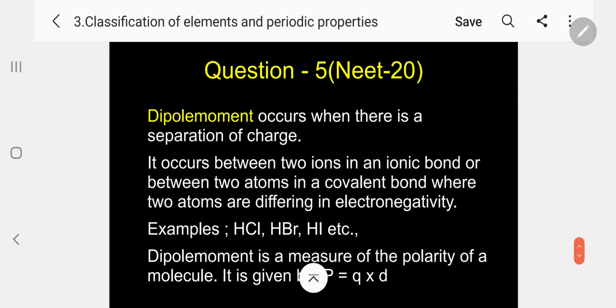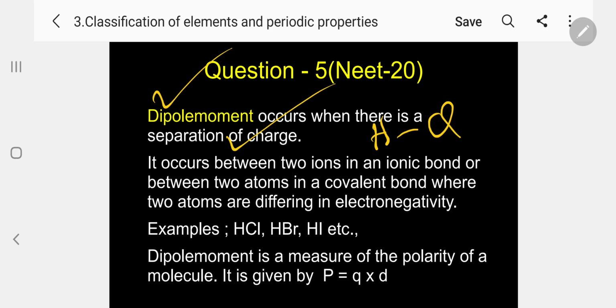Kindly follow. Dipole moment occurs when there is a separation of charge. For example, HCl. There is a bond electron pair. Chlorine is more electronegative than hydrogen. Chlorine is 3, hydrogen is 2.2. So the bond electrons move towards chlorine. So this end is partially positive, and this end is partially negative. So automatically this molecule will have a dipole moment.